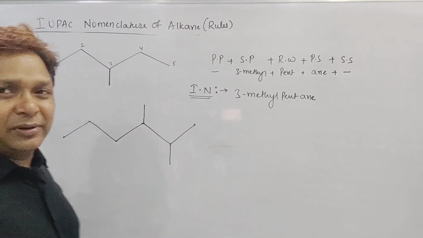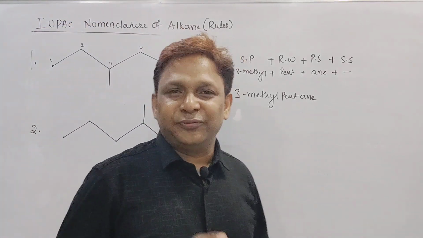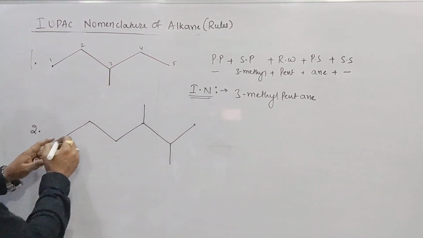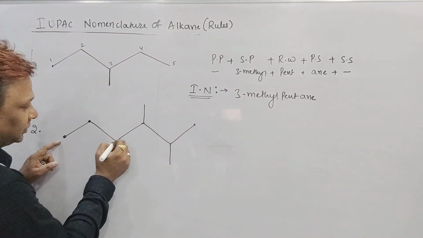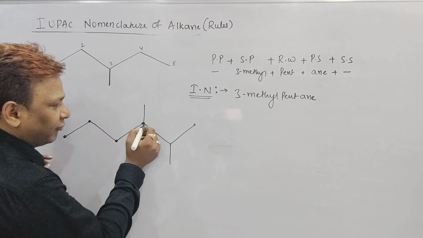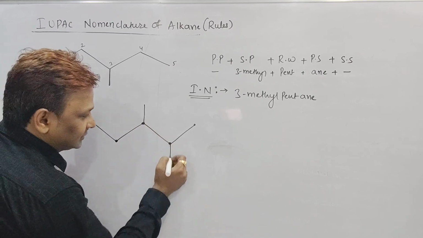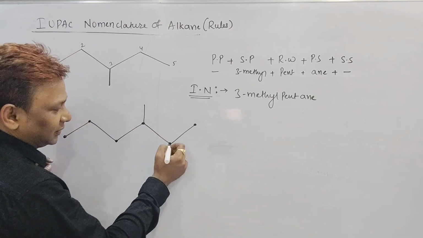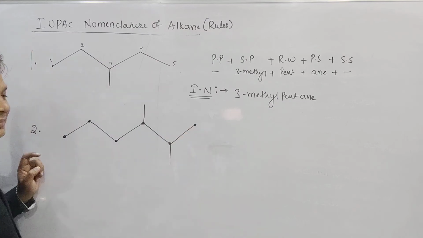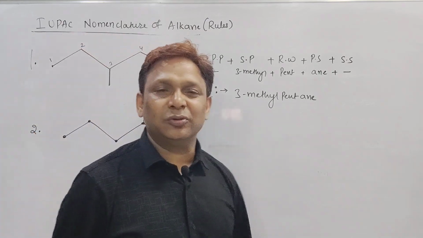But this is the example which I have written on the board. So first, selection of longest chain. Sir, 1, 2, 3, 4, 5, 4, 5, 6, 5, 6. But do I do it like that or do you do it like that? Both are the same. So first, selection of longest chain is over.